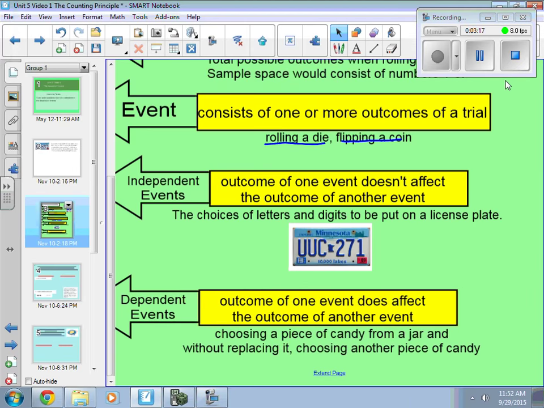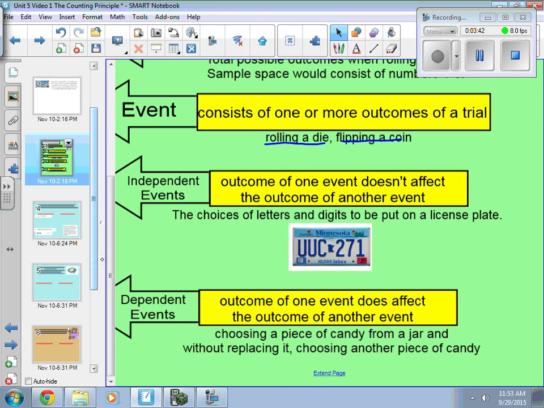All right. So the other type of event you can have then is dependent events. This is where the outcome of one event does affect the outcome of another event. So choosing a piece of candy from a jar without replacing it, and then choosing another piece of candy, this would be dependent because that first choice affects your chances of getting a different choice. So when one thing affects the other, that's dependent. All right, so we talked about these terms. We're going to try a couple problems here. We'll come back to that license plate problem here in a second.